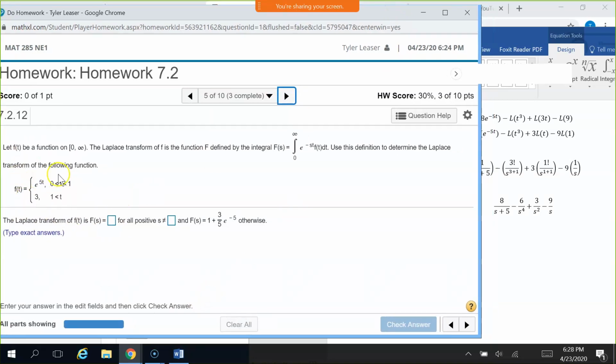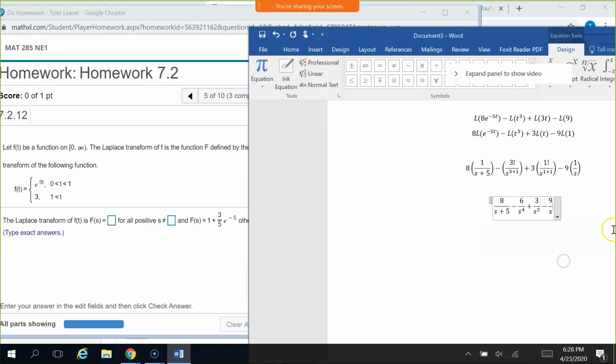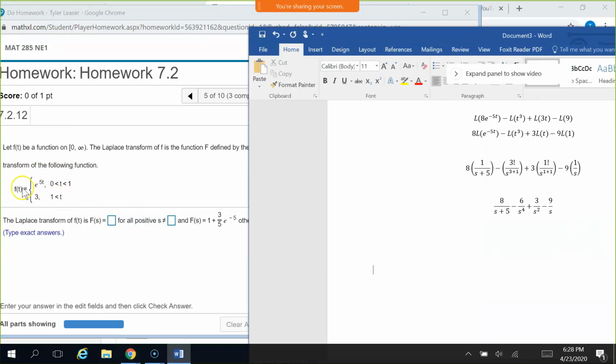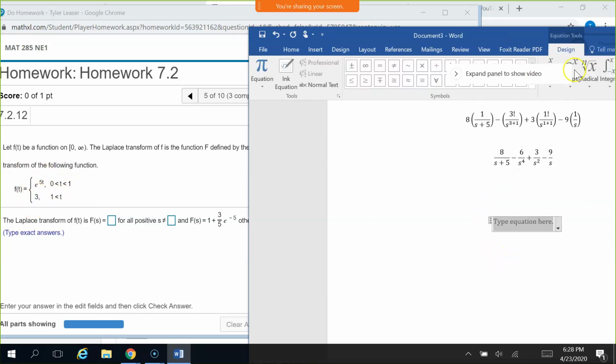Okay, so finding the Laplace transform of this piecewise function, e to the 5t up to 1, and then just the constant 3 after that. Unfortunately, you cannot use the table for these piecewise ones. You have to use the integral formula. And then to do the integral formula, you're just splitting it up into the intervals.